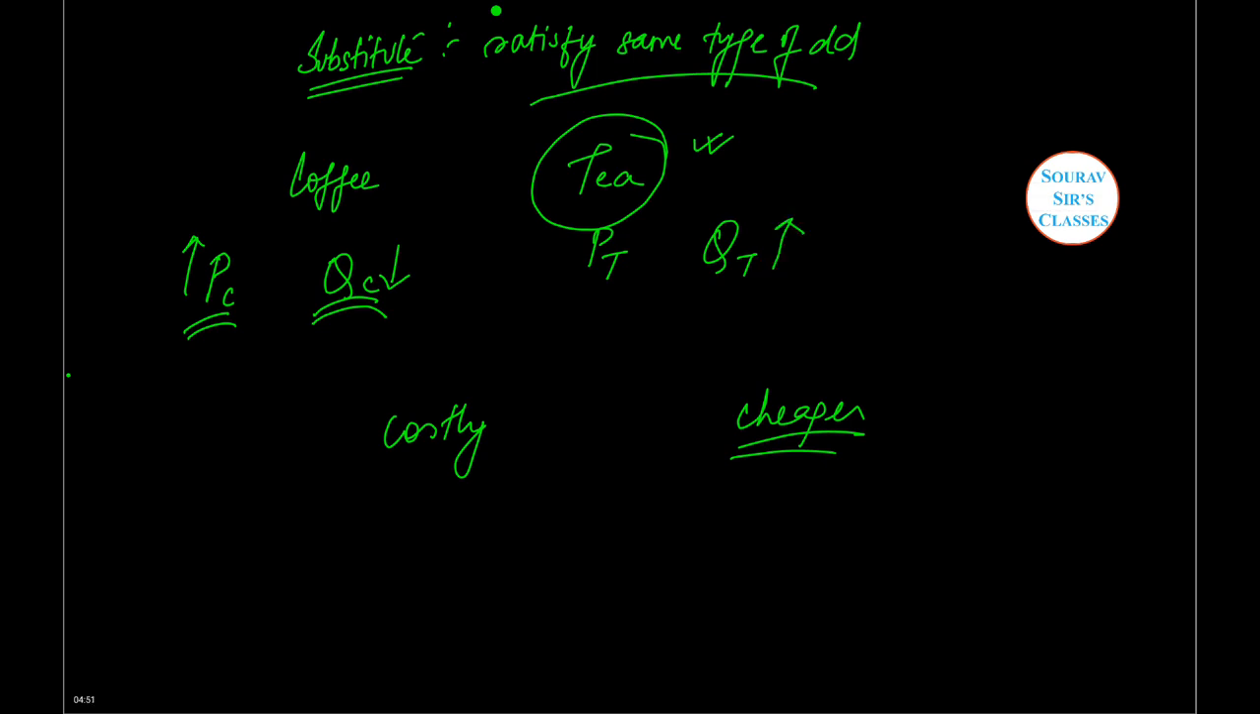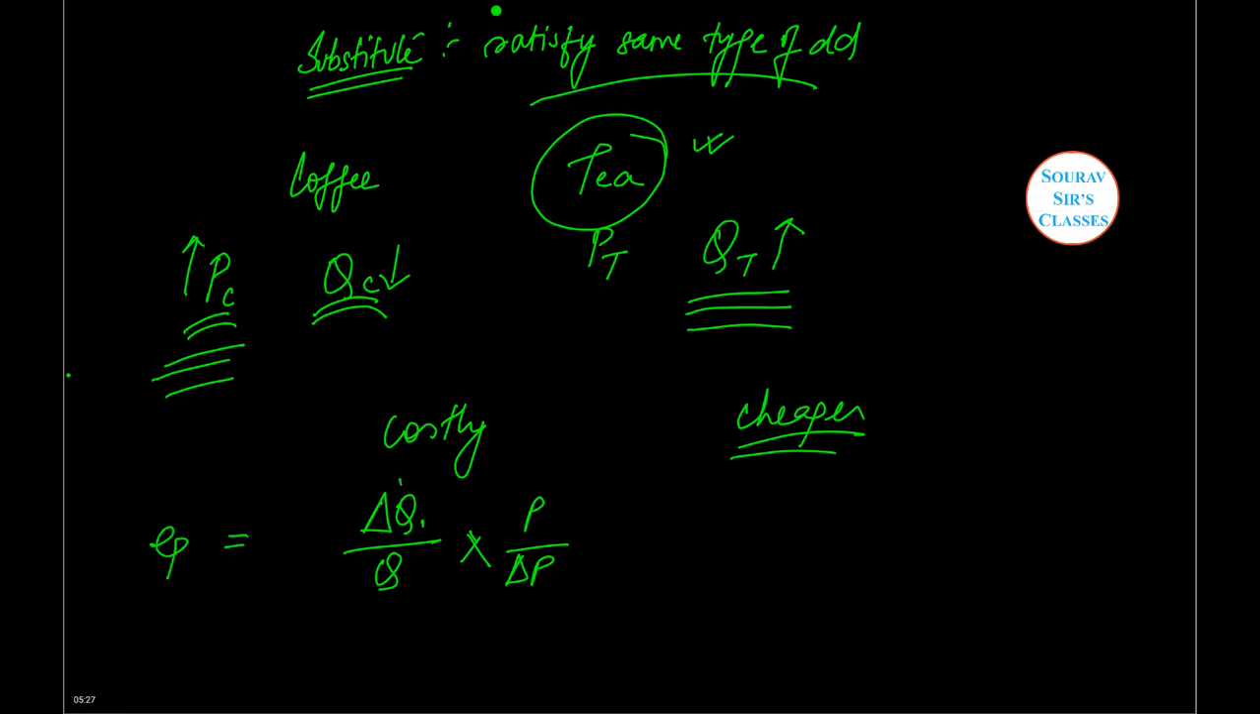Now so it is cross price elasticity. So we need to check the price of coffee and the quantity demanded of tea. Price of one good, quantity demanded of another good. So the price elasticity formula is given by change in Q over change in P, multiplied by P over Q. This is the price elasticity formula.